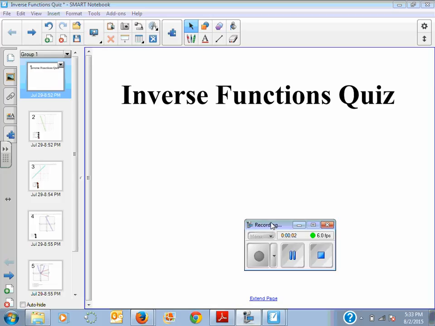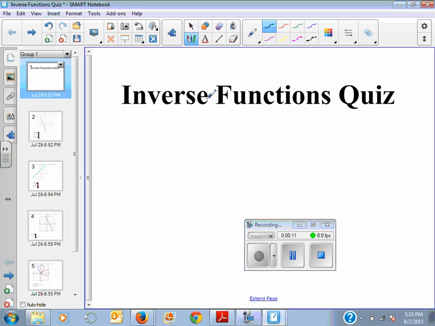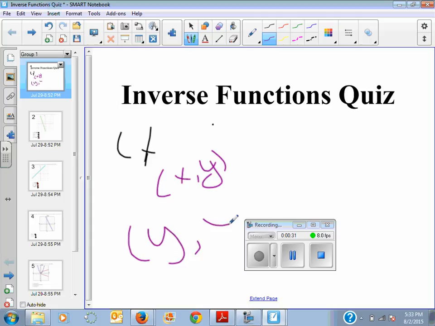Okay, and here we go with the final quiz of this section, the inverse functions quiz. What an inverse means really is, if you've got a simple way to think of this, your coordinate pairs are always given in the form of x, y. Now, if it's an inverse, really we're flipping those, and we're going to see it in terms of y, x. So I'll show you what I mean by that.